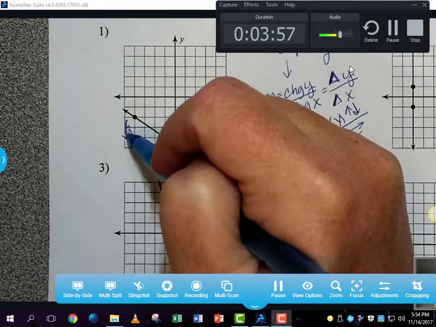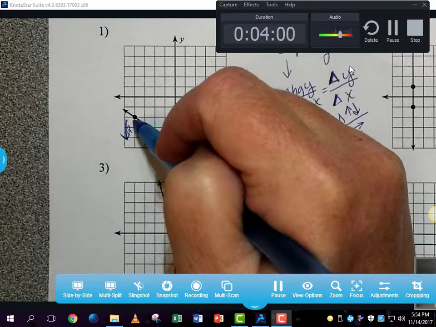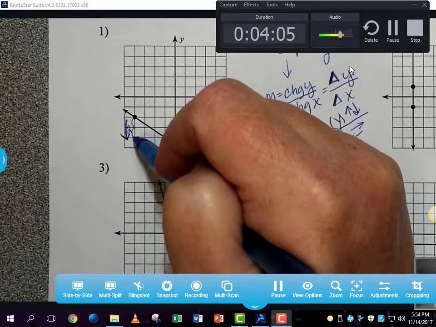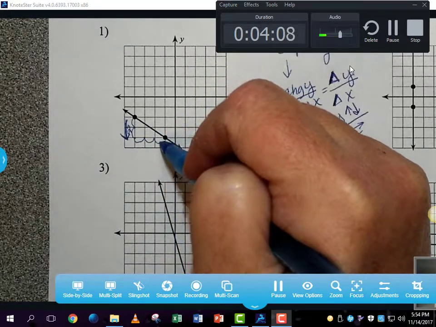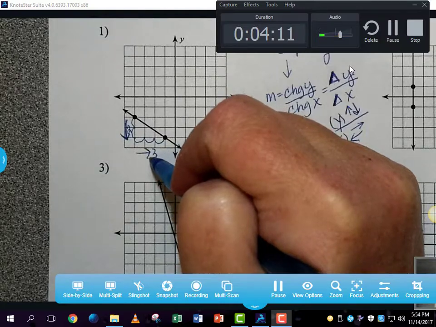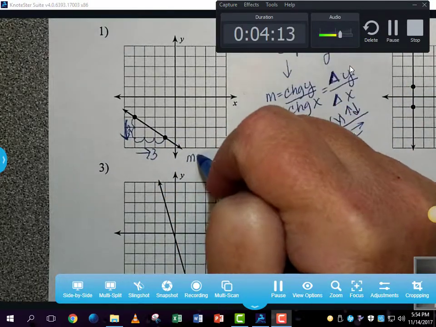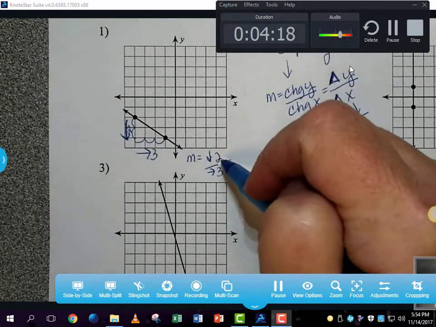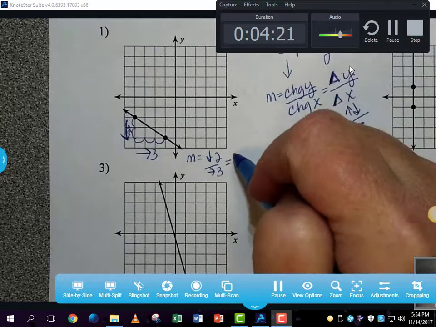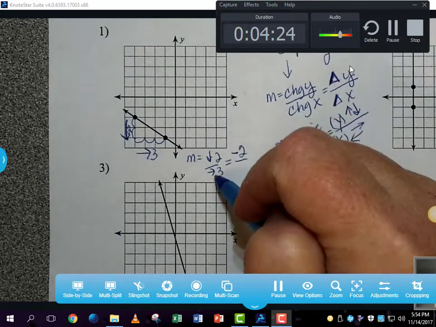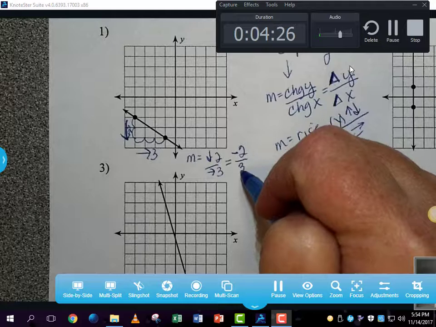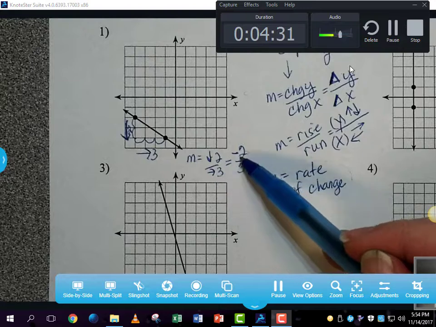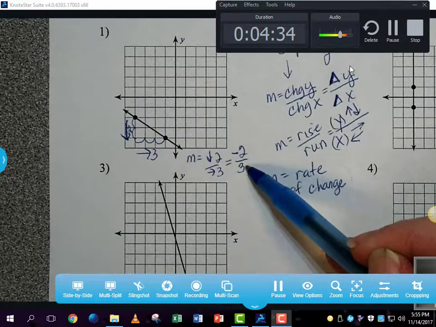So I went down by 2, and that takes me right here, and then I need to move over here still. So that takes me 1, 2, 3. So then I went right by 3. The slope would be down 2 and right 3. When I go down, it is a negative number, so negative 2. When I go right, it is a positive number, so right 3. So I'd have the slope is negative 2/3.